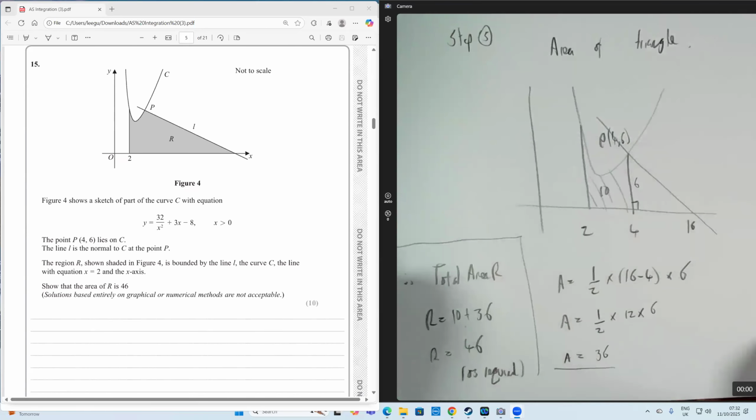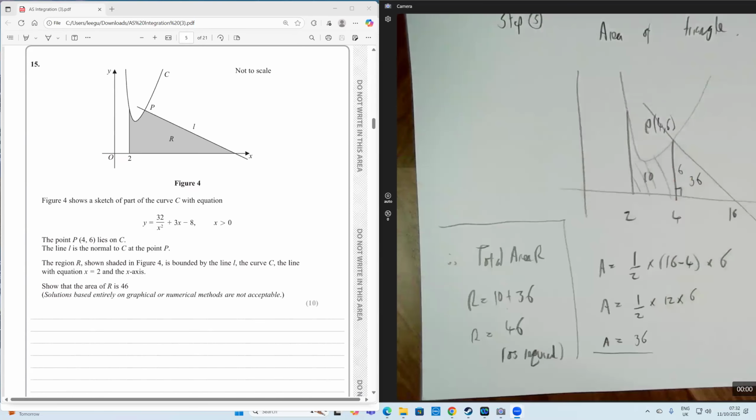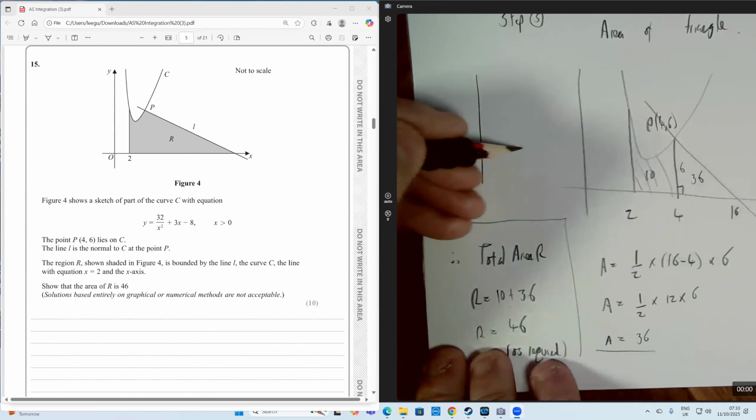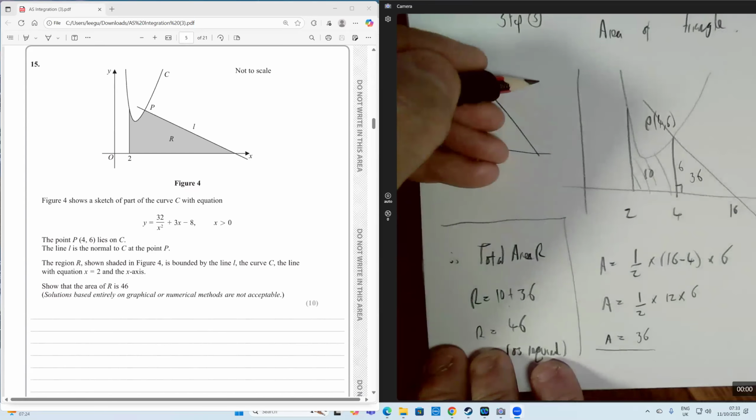And that's great because that means that the total area of R is the 10 that we found before, and we've just found that the triangle is 36. So we add those two together and we get 46 as required. Okay, so I think that that is a really, really nice example of an integration question. Let me just show you the other context where sometimes students find it harder to spot the significance.